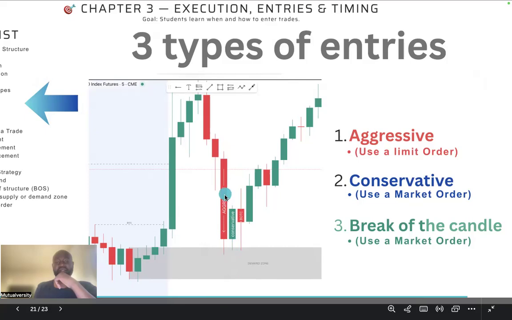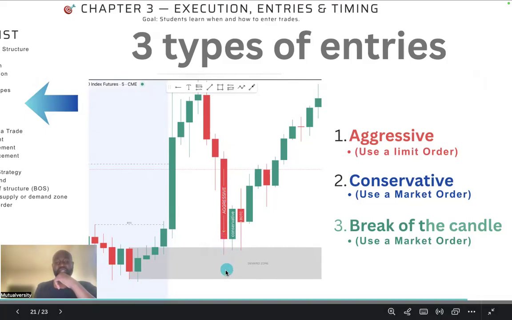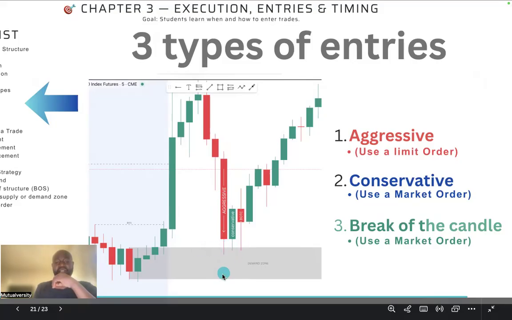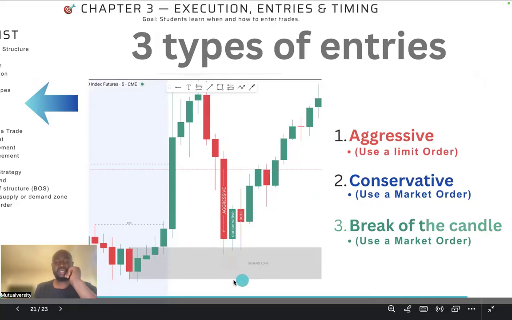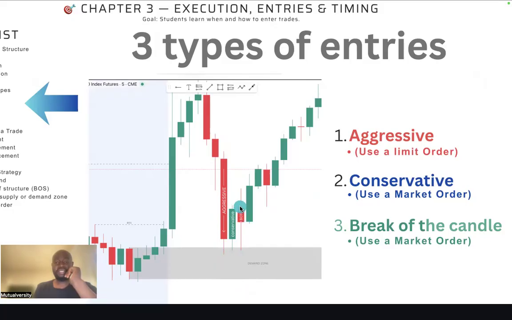So for the aggressive entry, you use a limit order, you put your entry on top of the demand zone, and you put your stop loss underneath the demand zone. For the conservative entry, you use the market order to enter. So you'll probably be entering up here, and then you put your stop loss at the bottom of the candle wick instead of the zone. Same thing for the break of the candle, you're going to use the market order entry. You press buy when it goes past the conservative candle because it broke past the candle. So that's the break of the candle entry.